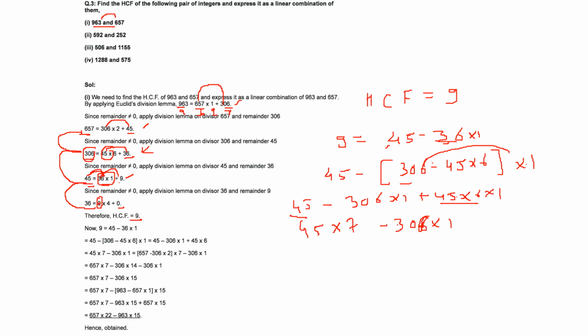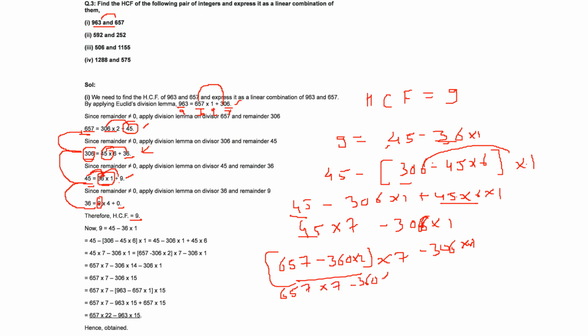Up till this point, it is okay. But you see, where has this 45 come from? 45 has come from 657 minus 306 into 2. So in place of 45, I'll write 657 minus 306 into 2, into 7, minus 306 into 1. Now let me expand this. This becomes 657 into 7 minus 306 into 2 into 7 minus 306 into 1.